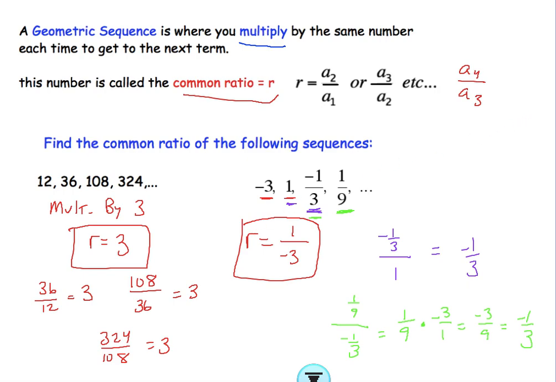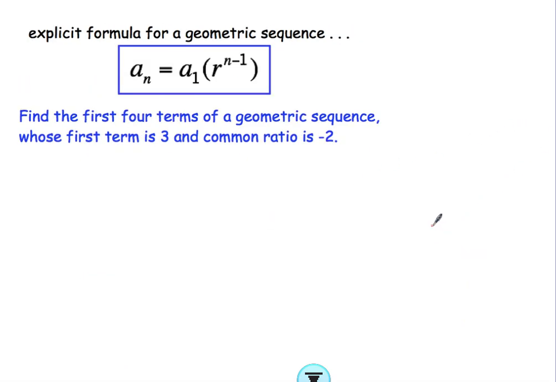Okay, moving on. Here is your formula. This is a formula to find any term that you want in a geometric sequence. I'm going to write that out here. Allows you to find any term you want.